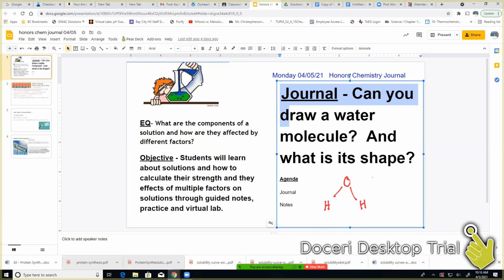And remember, oxygen has 2 lone pairs that are not part of bonds. Okay. These lines, you don't have to write this, but remember those are bonds. 1 electron comes from the oxygen and 1 electron comes from the hydrogen. Okay. So what is its shape? What do we call it? Bent. Perfect. It is bent.